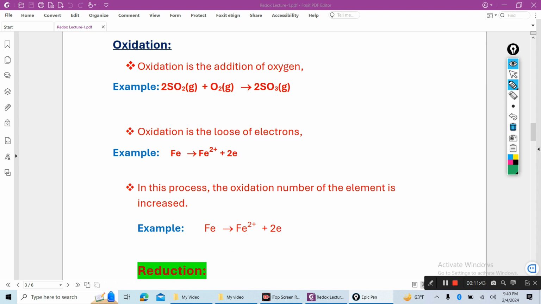So what is oxidation? Addition of oxygen. If oxygen is added, you can tell it is oxidation. If loss of electrons, this is known as oxidation. If oxidation number increases, that process is also known as oxidation.